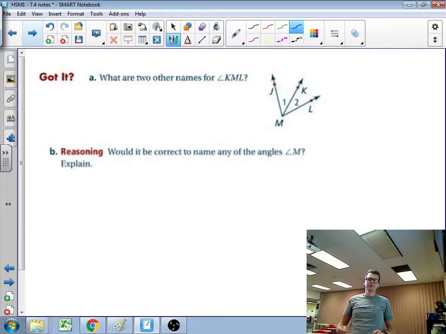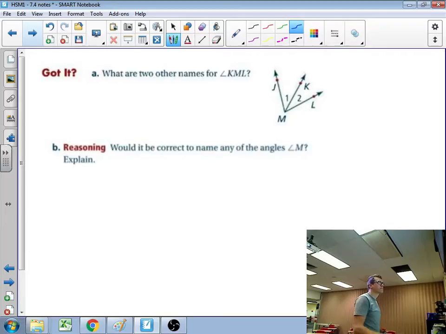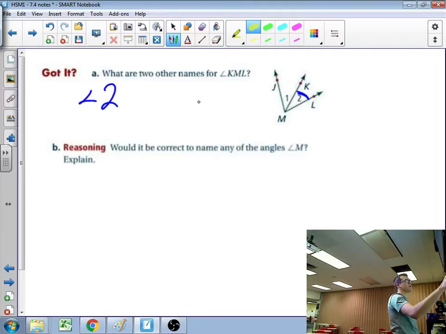So now we get into some problems involving angles. We have here, what are two other names for KML? If you have not tried this on your own, go ahead and take a moment to try to figure that out. I see that KML is this angle right in here. So another way that I can name it is angle 2. They show me that there's a 2 inside of here, which is kind of like that angle's nickname. Then we can really call an angle anything we want. In my class, sometimes I call them really weird names, but we can call it anything we want as long as we define that that is the angle.